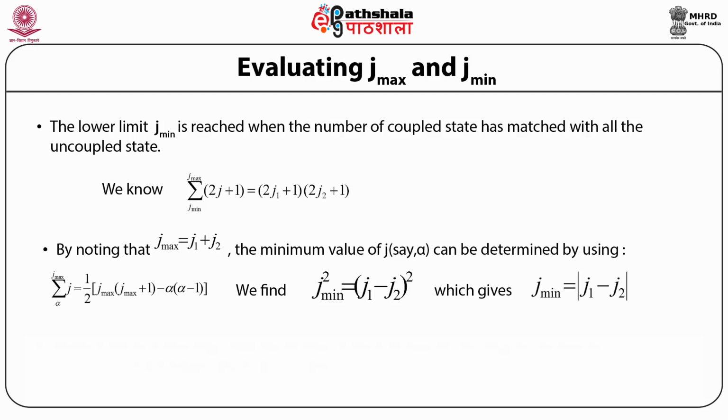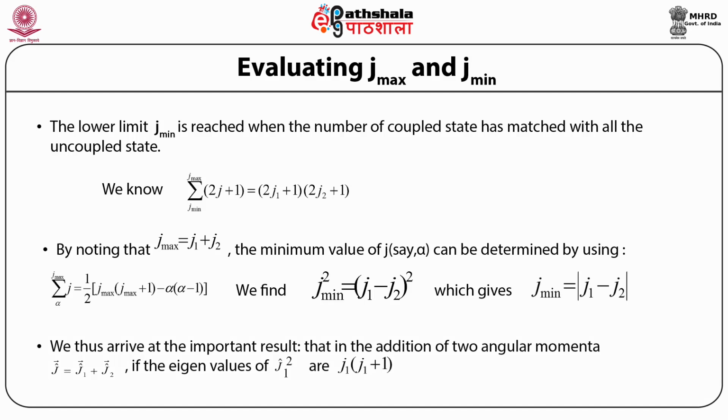We find that the square of the eigenvalue J min, that is J min square, is equal to (J1 minus J2) whole square, and this gives the value of the minimum eigenvalue for J, that is J min, equal to modulus of J1 minus J2. Thus, from the above discussion, we arrive at an important result, that is the addition of two angular momenta operators.